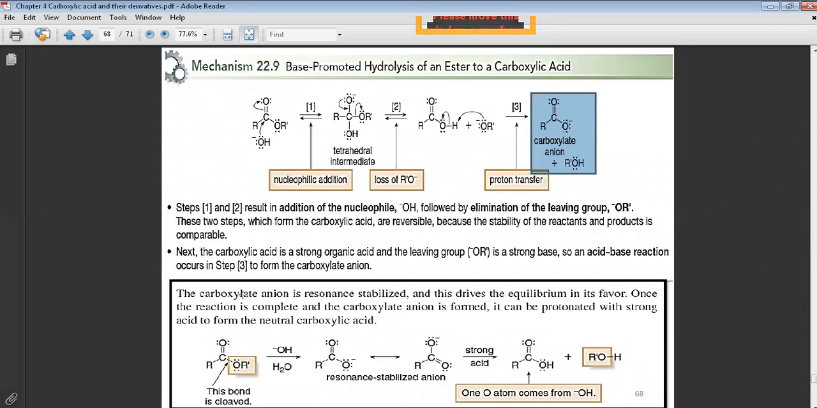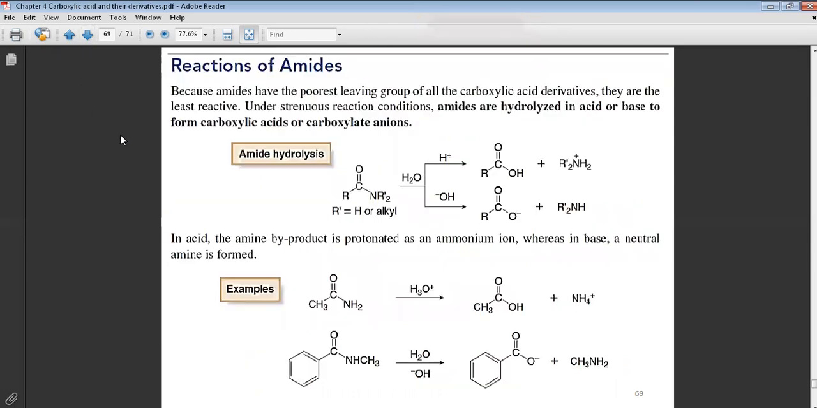The carboxylate anion is resonance stabilized. Yeah, we know it is resonance stabilized. So the acid-base reaction occurs. It can happen if you have strong acid. If you just add acid, a strong acid like H2SO4 or HCl, directly it will give you the carboxylic acid.